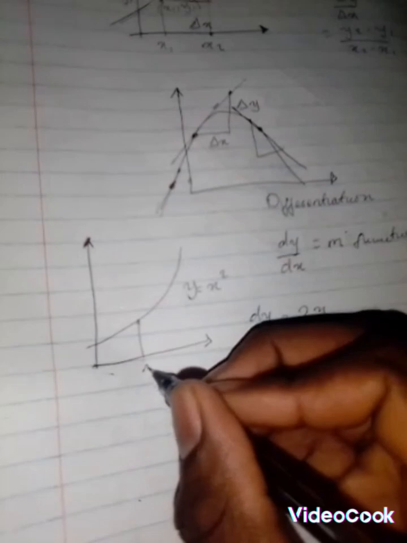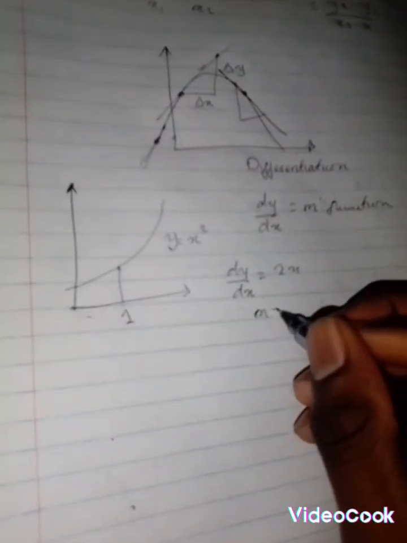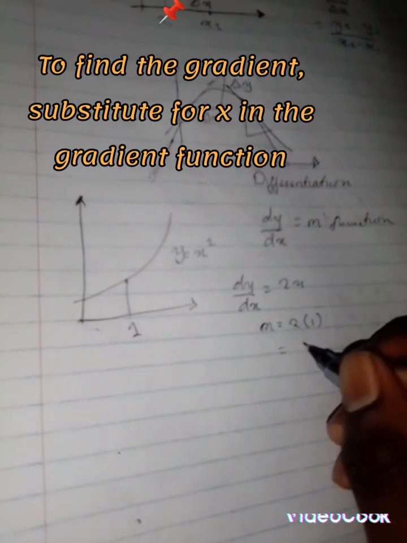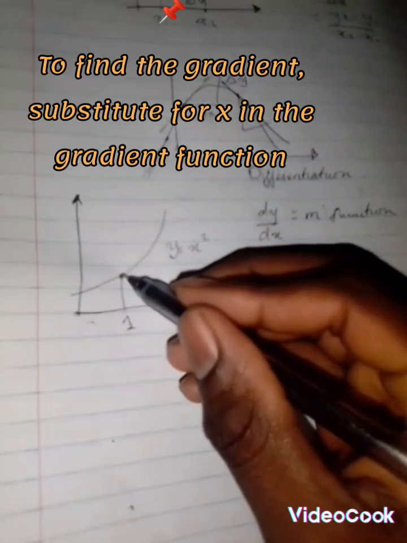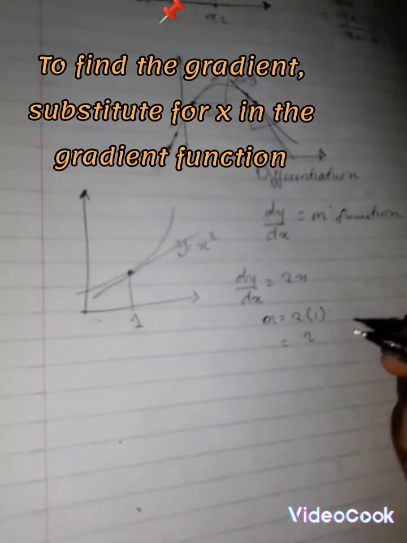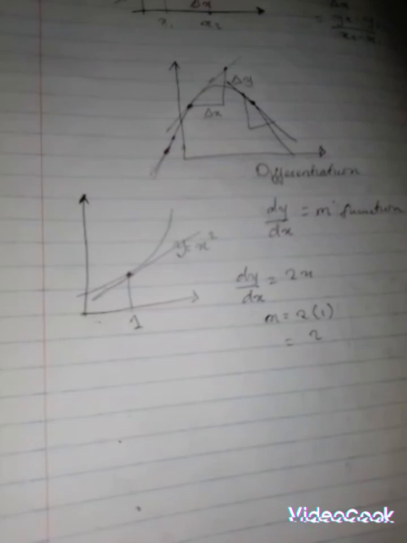So suppose we have a point, and we want to find the gradient of that point when x equals 1. So the gradient is going to be equal to 2 multiplied by 1. Just substitute that 1, the x at that point, and then that's going to give us 2. So if we draw a tangent to that point, the gradient would give us 2. You see that, right? Okay.